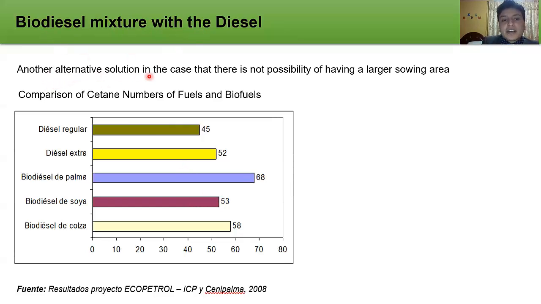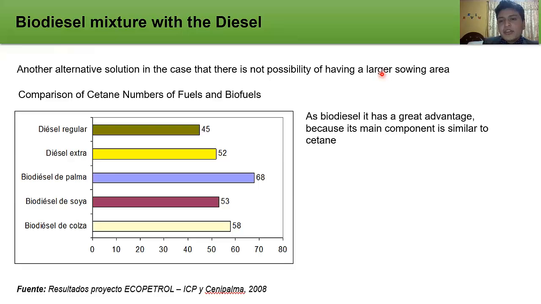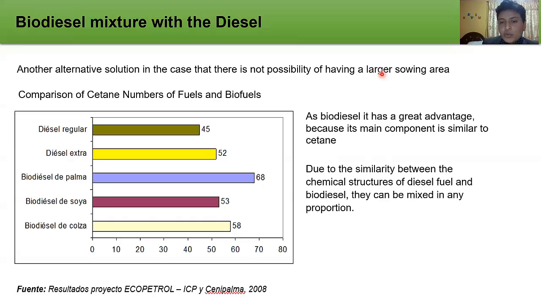The biodiesel mixture with diesel is another alternative solution, in the case that there is no possibility of having a larger sowing area. For example, when you compare two components or two elements, it's necessary to know the characteristics, the composition, and so on. For this case, it's the same. The biodiesel has a great advantage because its component is similar, with a similar cetane number.